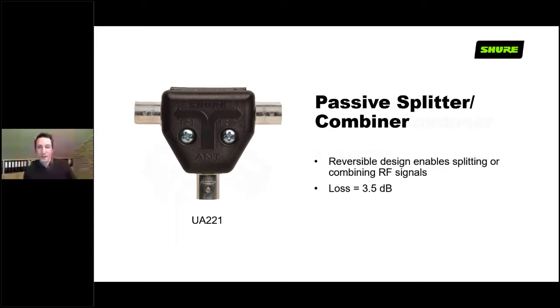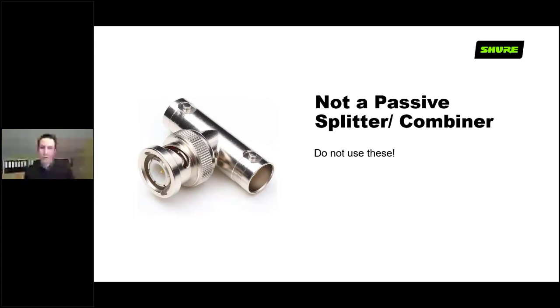Unfortunately, we see T-splitters or BNC splitters in the field sometimes used as an antenna splitter. Please do not use these. You're going to run into a whole lot of impedance mismatch issues, and they do not work properly for RF distribution. Even worse, if you use them on transmitters, on in-ear transmitters, there's a good chance that you may damage the RF output of your in-ear transmitters. So please do not use these in RF distribution.